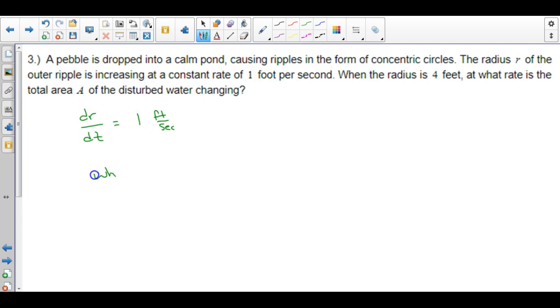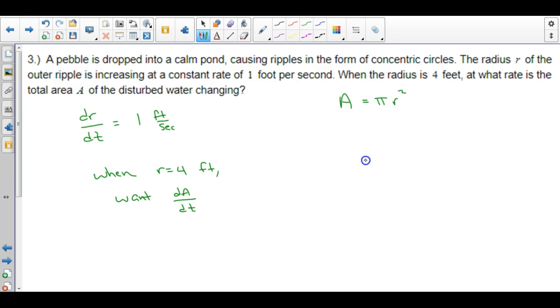So when r equals 4 feet, we want the change, because it says rate, of the area as it's increasing. So we want the change in area with respect to time. So I need an equation that talks about the area of a circle in terms of its radius, and that is going to be A equals pi r squared, just the area of a circle.